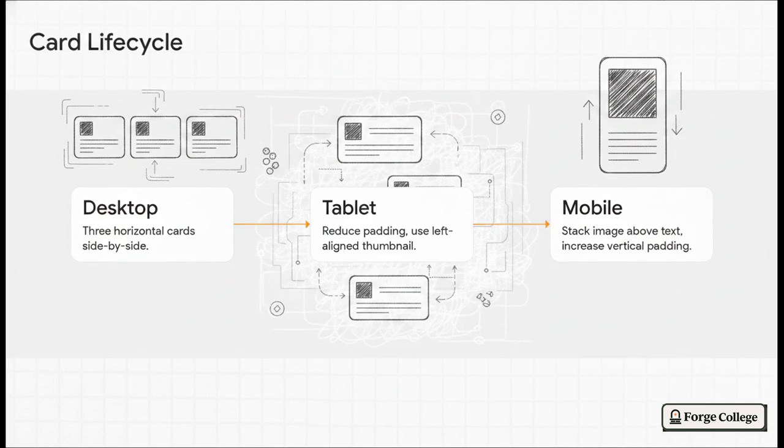On desktop, we have the luxury of displaying 3 horizontal cards side by side, nice and roomy. At our tablet breakpoint, we structurally adapt. We might reduce the horizontal padding to save some space and switch the large top image to a smaller left-aligned thumbnail. Then, on mobile, we change the structure entirely again. We cleanly stack the image above the text, and we actually increase the vertical padding so the user can easily scroll without accidentally tapping the wrong thing. See? We didn't just shrink the desktop card, we completely folded and rearranged it for its new environment.